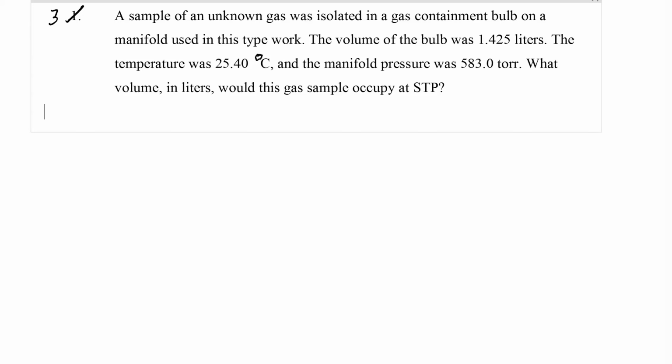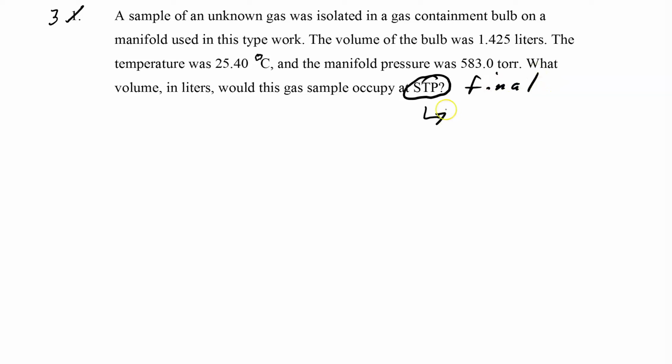So here we are given our final conditions of STP. So this is going to be our final state. Let's assign our standard temperature and pressure right now, and I'm going to put the subscripts 2 here, planning ahead for our equation that we're going to use, subscript 2 referring to the final state. Temperature 0 degrees Celsius, we always must use Kelvin, so that's going to be 273.15 kelvins, exact number.